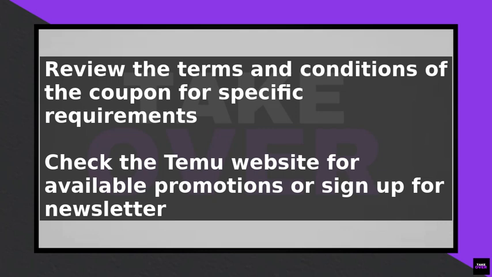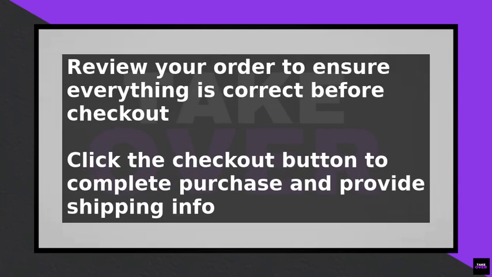After applying the coupon, review your order to ensure everything is correct, including the products, quantities, and prices. If you need to make any changes, you can do so before proceeding to checkout. Finally, click the checkout button to complete your purchase.